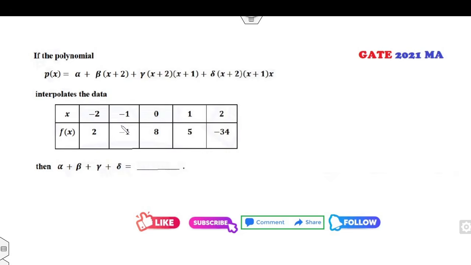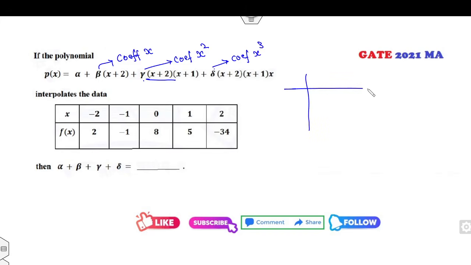Look at this another one. Again, you can see what beta is. Beta is my coefficient of x, gamma is the coefficient of x square, and delta is the coefficient of x cube. So I can draw the table quickly. The values of x are -2, -1, 0, 1, 2. y are -2, 1, 8, 5, -34.